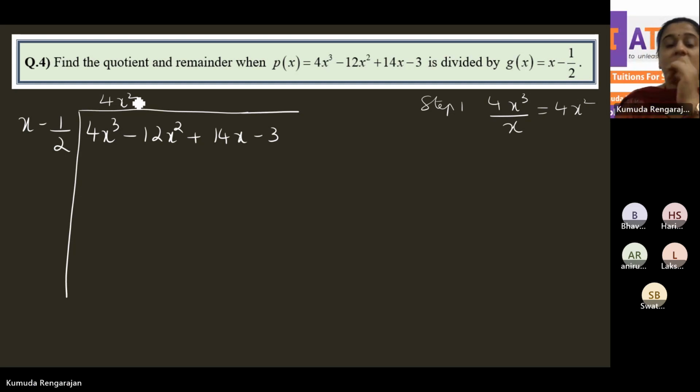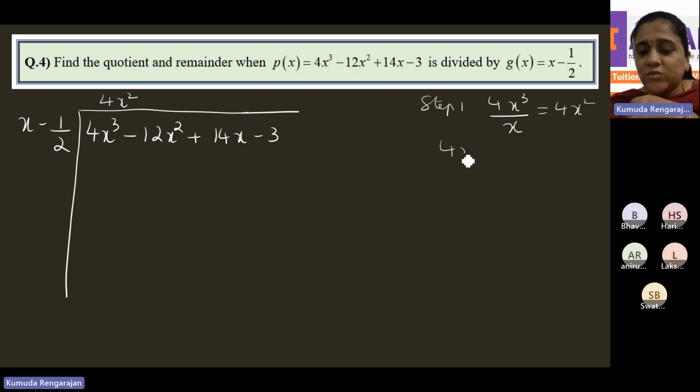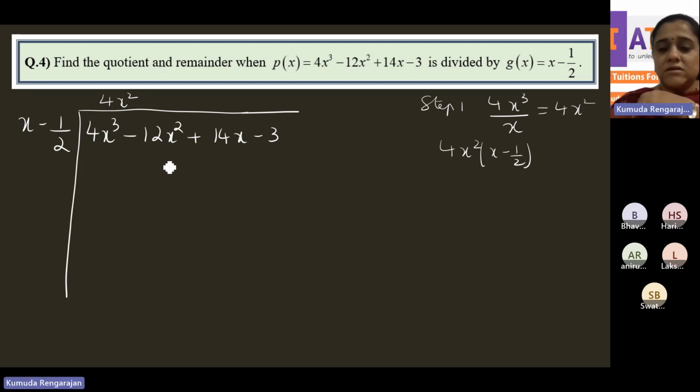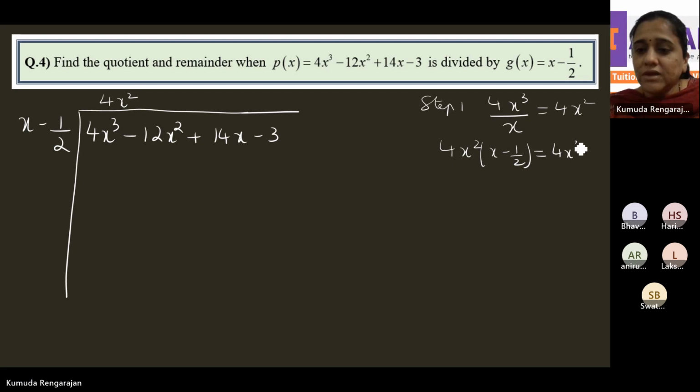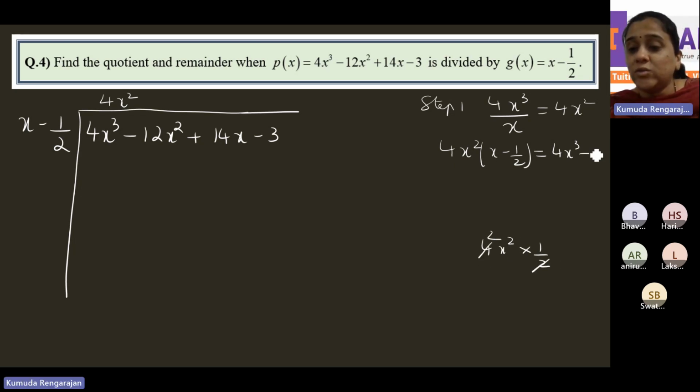Got that? Now we need to multiply this 4x square with x minus 1 by 2. And that answer you should write here. So what will you get? What is 4x square into x? 4x cubed. Minus what is 4x square into 1 by 2? 2x square. See here, 4x square into 1 by 2: 2 ones are 2, 2 twos are 2x square it is.